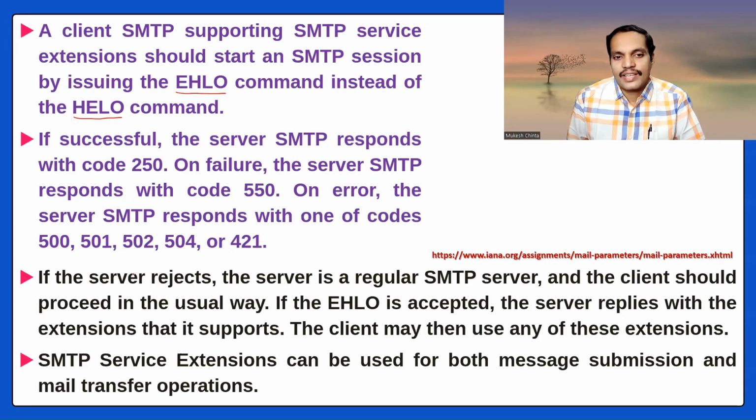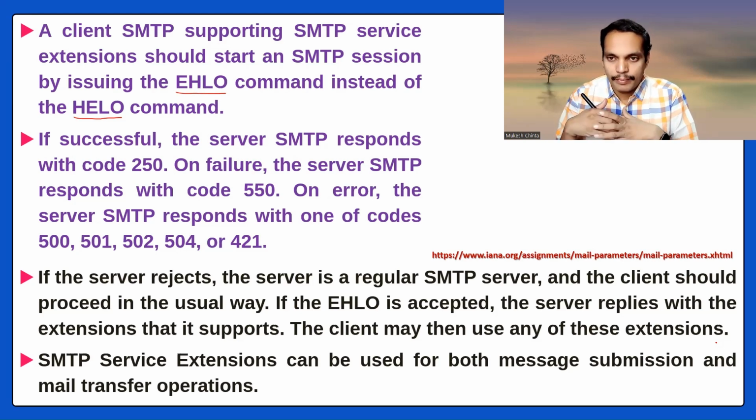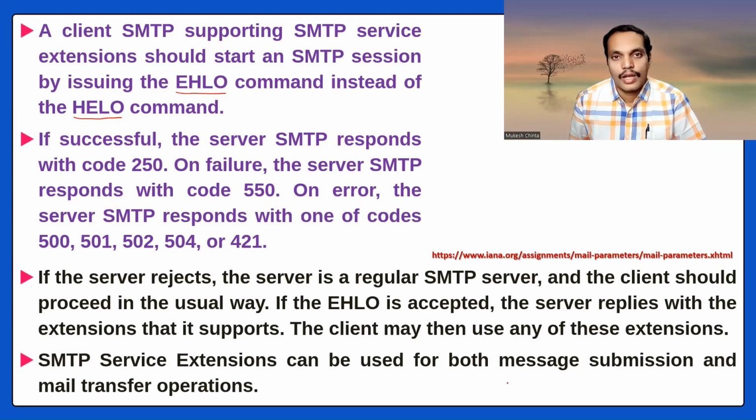Okay. So if the server rejects, the server is a regular SMTP server and the client should proceed in the usual way. If the EHLO is accepted, the server replies with the extensions that it supports. The client may then use any of these extensions. That means if I want to use an extended SMTP, first I have to send the EHLO or extended hello command to my server. If the server supports these extensions, or whatever extensions the server supports, if it's okay with it, then it will give me an acceptance with the commands that it supports. So SMTP service extensions can be used for both message submission or mail submission and also the mail transfer operations, for both parts, for point number 1 and point number 2.